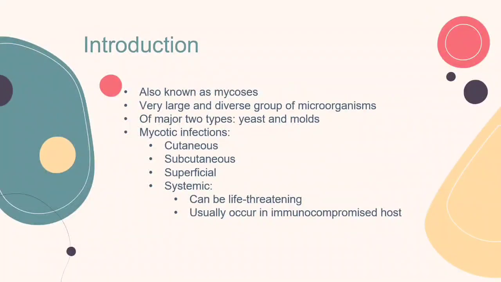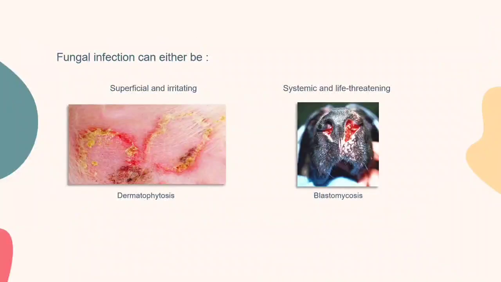Fungal infections are also known as mycosis. Fungi are considered a very large and diverse group of microorganisms. It has two major types, the yeast and molds. The mycotic infection can be cutaneous, subcutaneous, superficial, or systemic. Fungal infection or mycosis can be both superficial and systemic. The systemic infections include candidiasis, cryptococcal meningitis, aspergillosis, and blastomycosis.